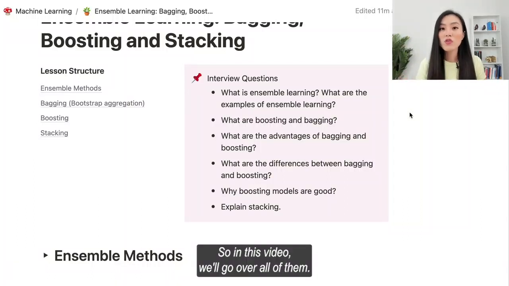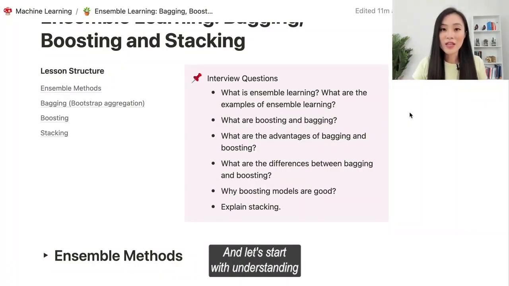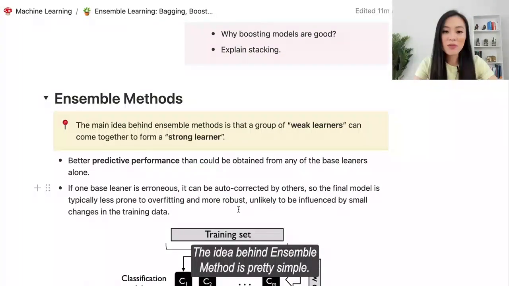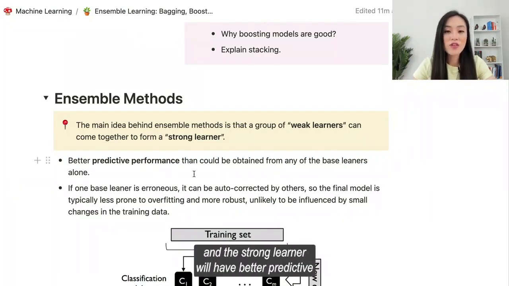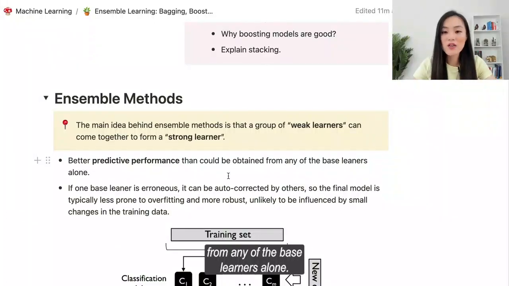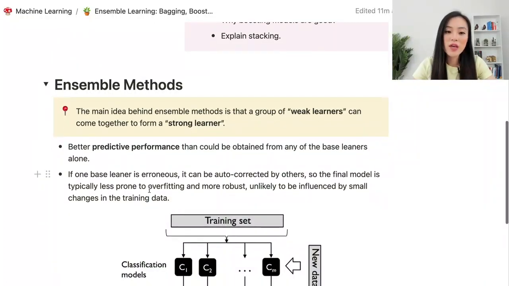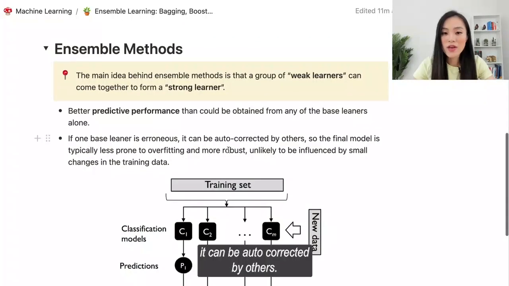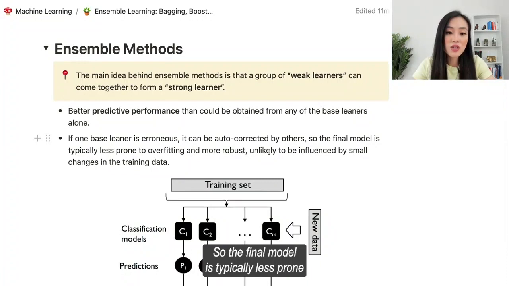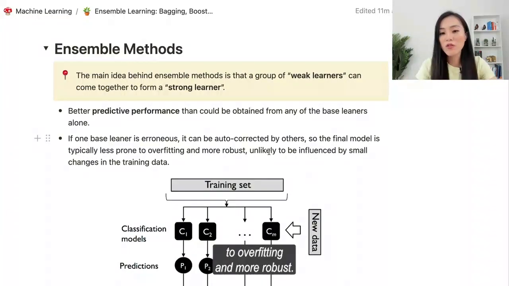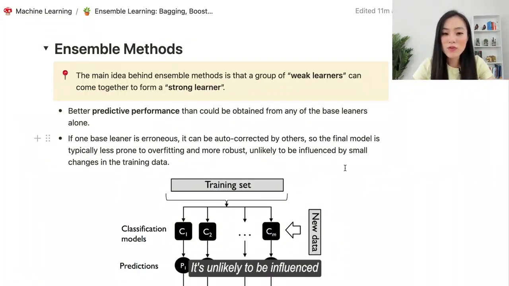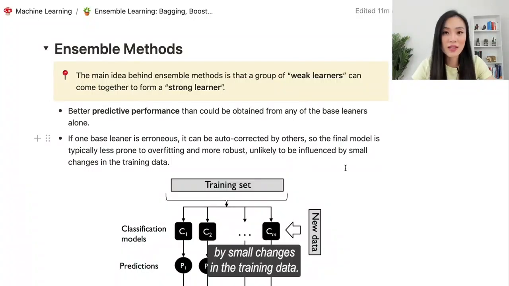So in this video, we'll go over all of them, and let's start with understanding what is ensemble. The idea behind ensemble method is pretty simple. It's that a group of weak learners can come together to form a strong learner, and the strong learner will have better predictive performance than could be obtained from any of the base learners alone. If one base learner is erroneous, it can be auto-corrected by others. So the final model is typically less prone to overfitting and more robust. It's unlikely to be influenced by small changes in the training data.